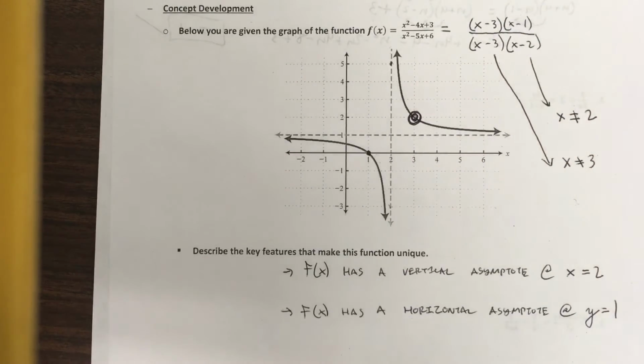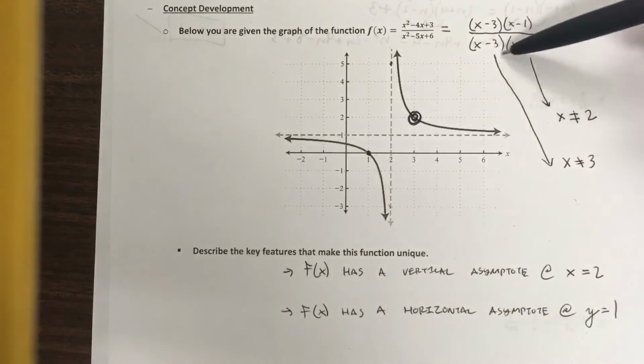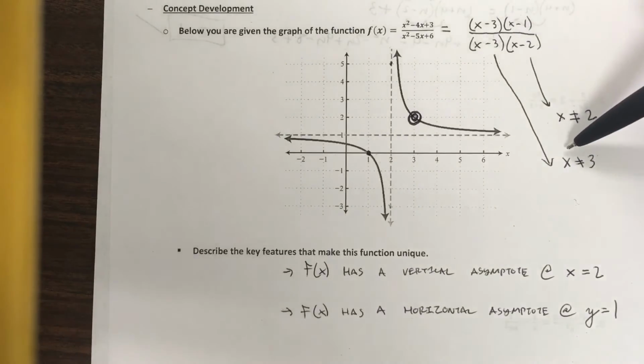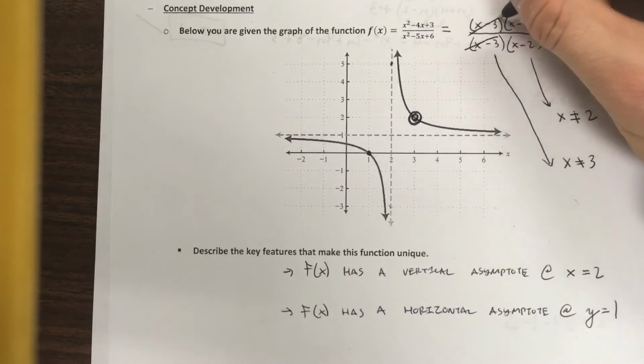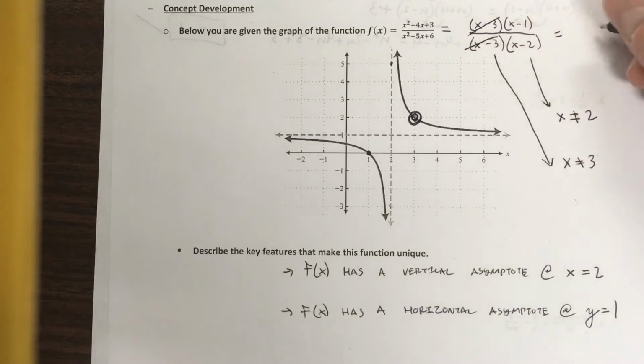What we talked about in class is that with the x minus 3s, we have to pause. We have to originally look at our original function. If we look at our original function, then we know that x can't equal these two values. But now if we look here, the x minus 3s go away, and we're left with x minus 1 over x minus 2.